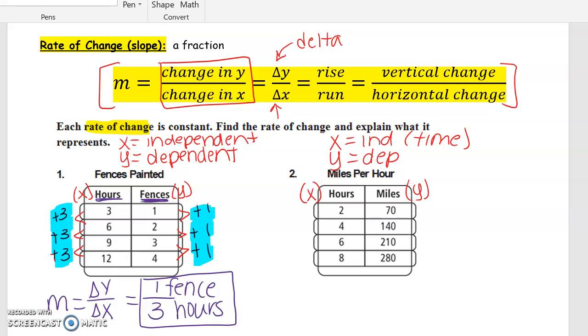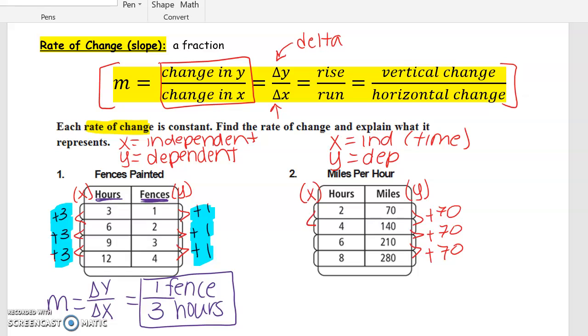And we want to find that rate of change. So we want to find our change in y and our change in x. Let's go down this y column. My y is changing plus 70 every time. From 70 to 140, from 140 to 210, from 210 to 280 is plus 70 every time. Feel free to use a calculator if you guys need it.